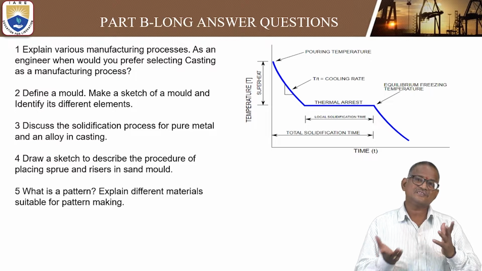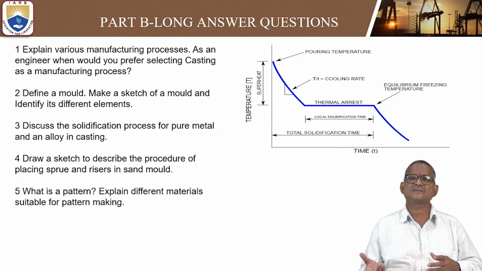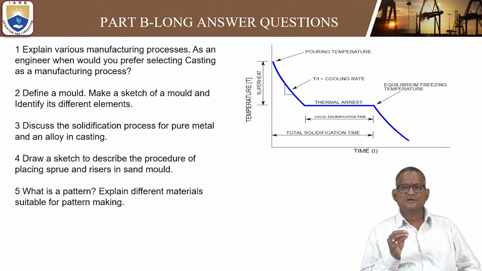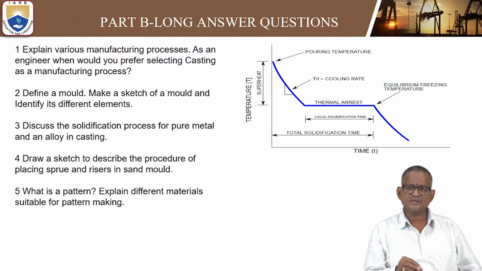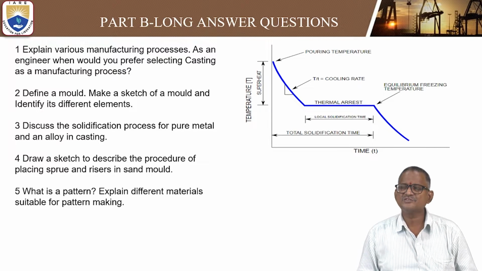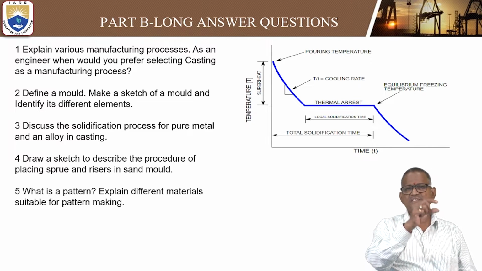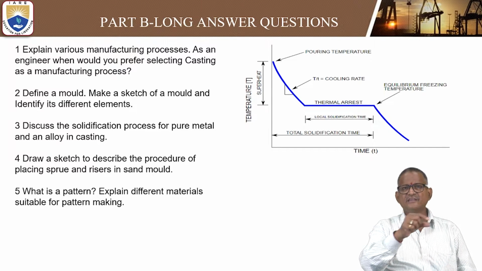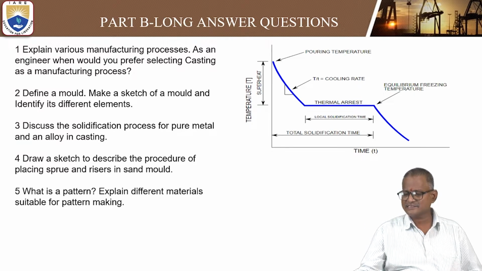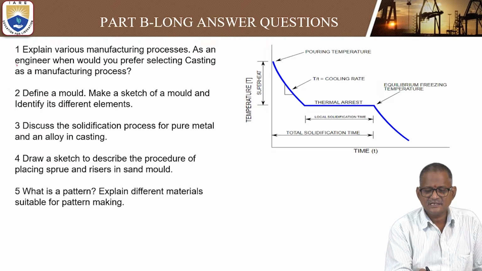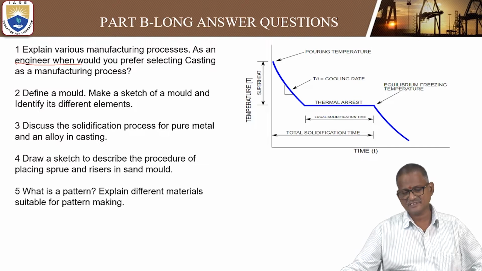It comes under either casting, metal forming or metal working. Any type also comes under process, but at least you can list out some of the manufacturing processes. But if it is a 14-mark or 20-mark question, you need to write first what a manufacturing process is and list out the classification of manufacturing processes. And here, as an engineer, when do you prefer the selection of casting as a manufacturing process?